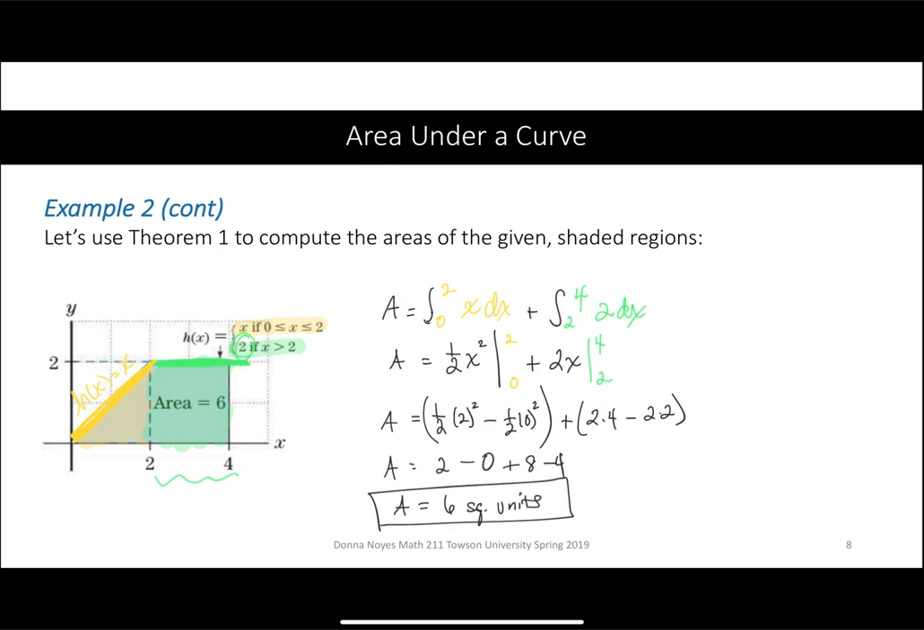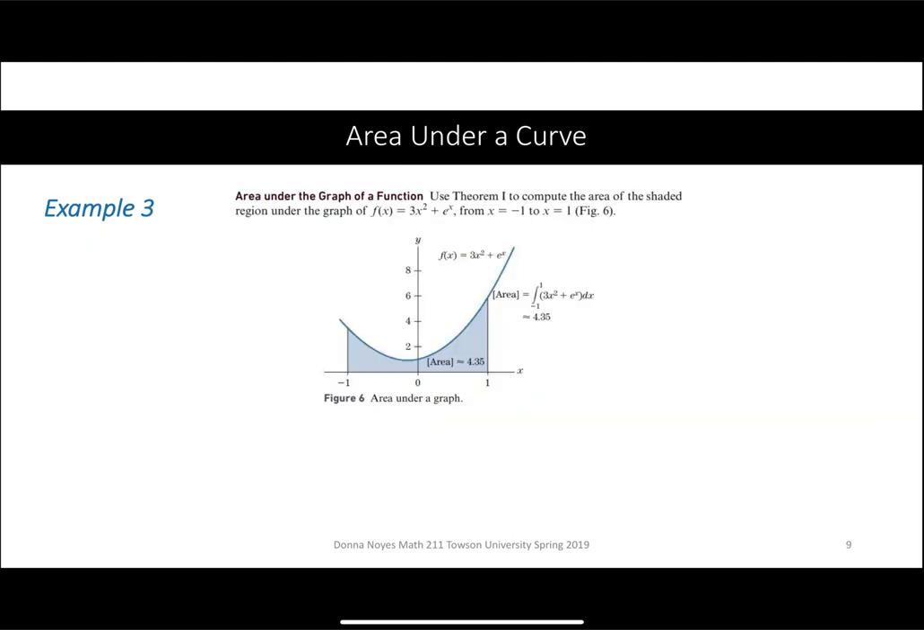But what happens if we can't break up our pictures into triangles and squares and rectangles and things that we know how to find an area for? Luckily, we've just developed our skills at using Theorem 1 to help us out with that. So here's another example. Let's look at the area under this graph. This graph is f of x equals 3x squared plus e to the x. And we want to find the area under that curve from x equals -1 to x equals +1.